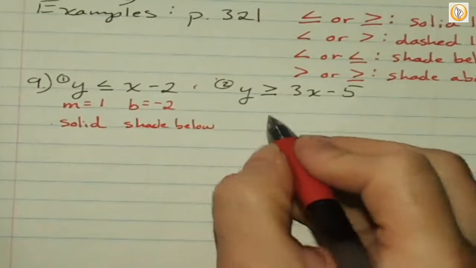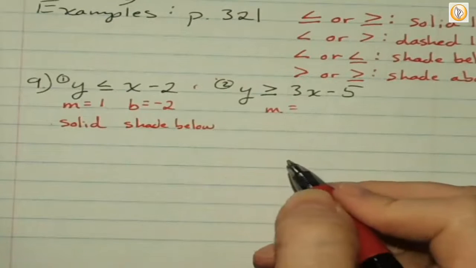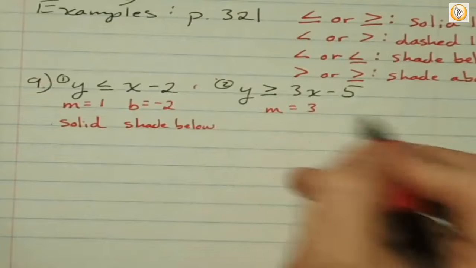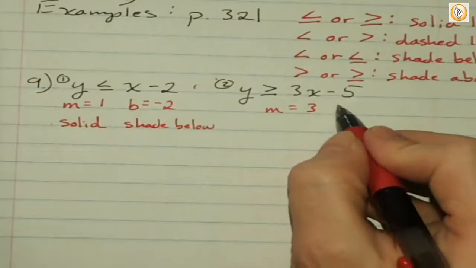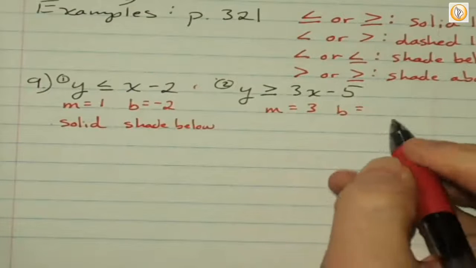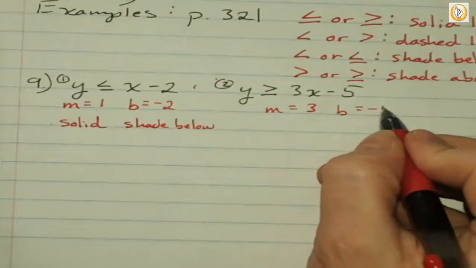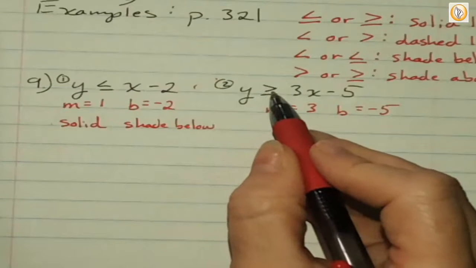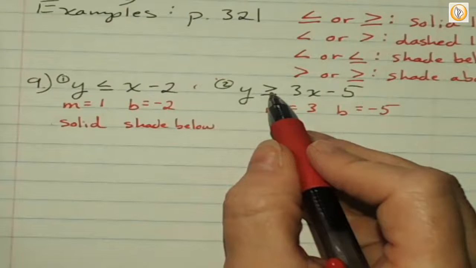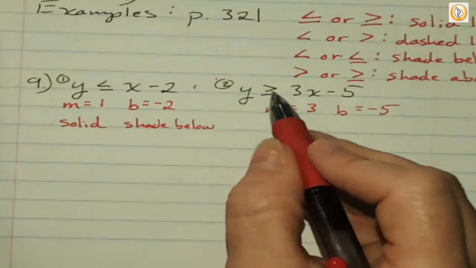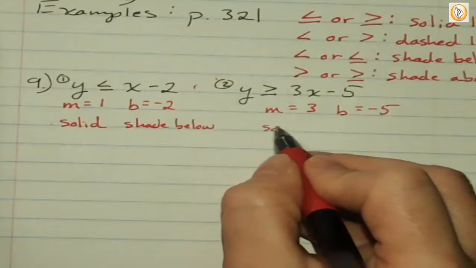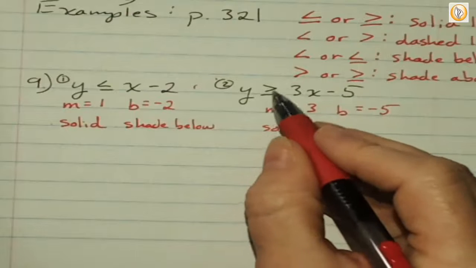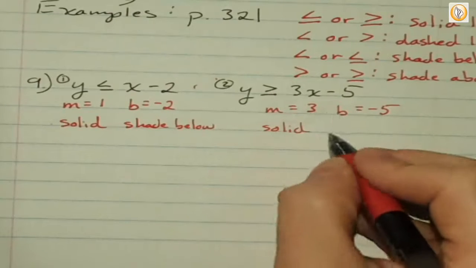How about over here? What is the slope? Someone other than Aiden and Gabby. 3. 3 or 3 over 1. What is the y-intercept? Taylor? -5. Okay. We look at this. Is this a solid or dashed line? Cecilia? It's solid. That's right. And we look at this, and Michael, is it shade above or below? That's right, above.